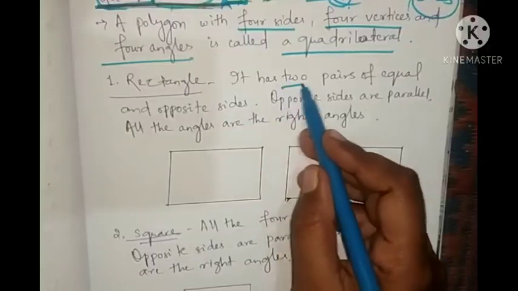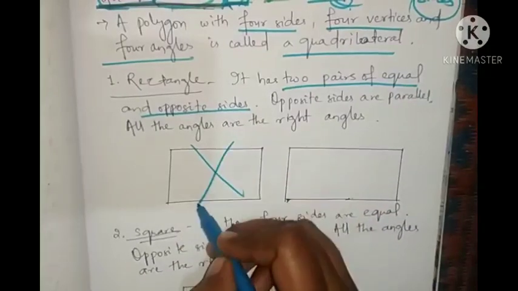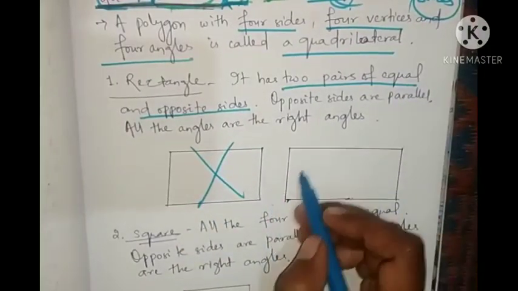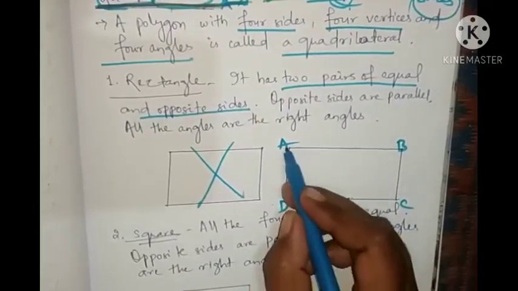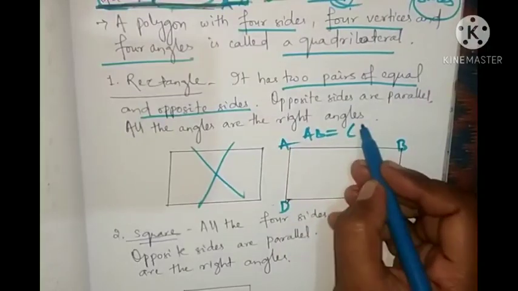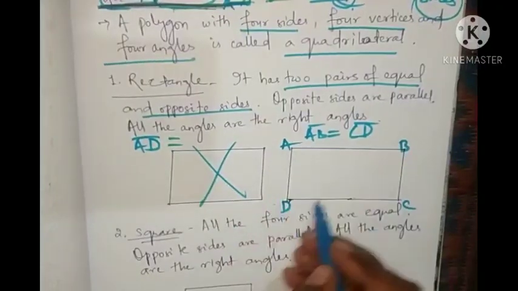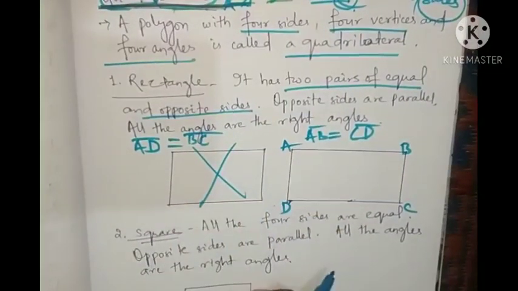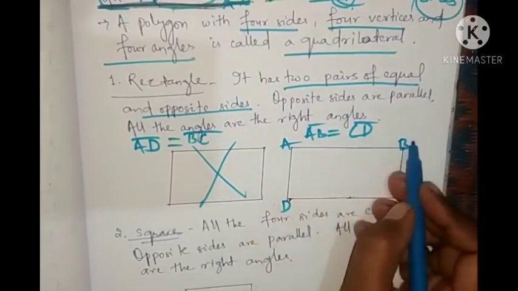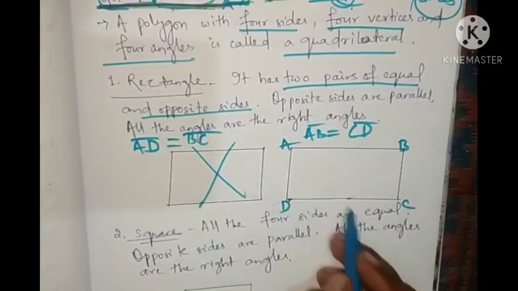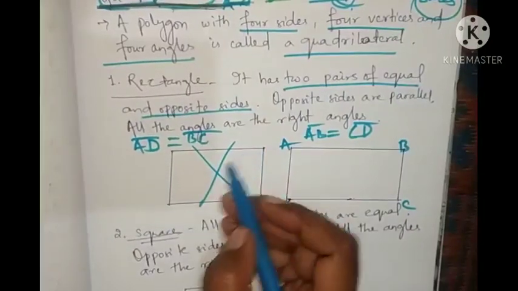A rectangle has 2 pairs of equal and opposite sides. In this figure you see 2 pairs of equal and opposite sides. If I name it A, B, C, D, then AB equals CD and AD equals BC. These are 2 pairs of equal and opposite sides, meaning AB is opposite to CD and they are equal, and AD is opposite to BC and they are equal.